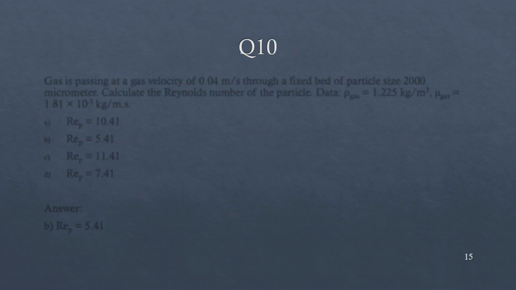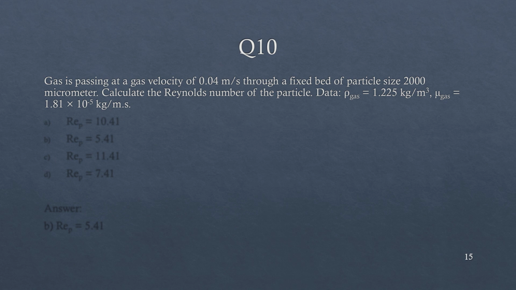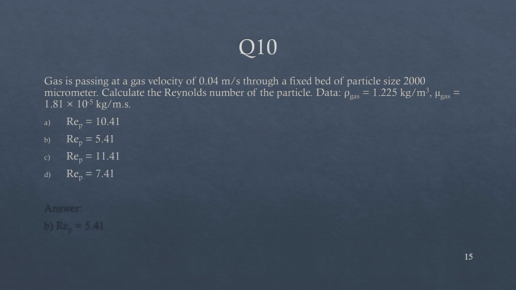So we'll go to question 10. In question 10, it is asked that gas is passing at a gas velocity of 0.04 meter per second through a fixed bed of particles of 2000 micrometer. Calculate the Reynolds number of the particle where rho gas is 1.225 kg per meter cube and mu gas is 1.81 into 10 power minus 5 kg per meter second. Option A is 10.41, option B is 5.41, option C is 11.41, option D is 7.41.